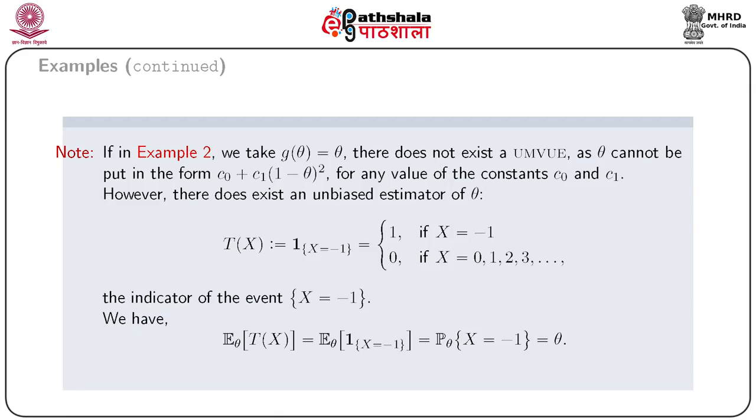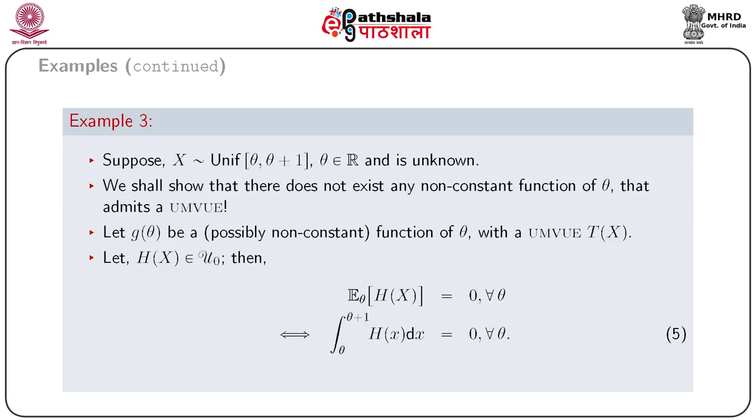Though there exists an unbiased estimator of theta, which is given by T(x) = 1 if x = -1 and T(x) = 0 if x = 0, 1, 2 up to infinity. Next, we consider another example. Example 3. Suppose X follows rectangular distribution with parameters theta and theta plus 1.